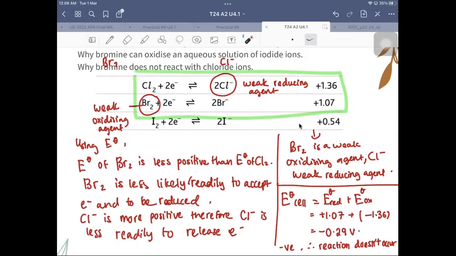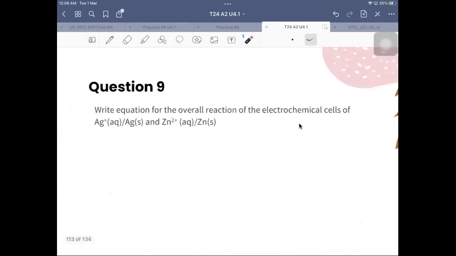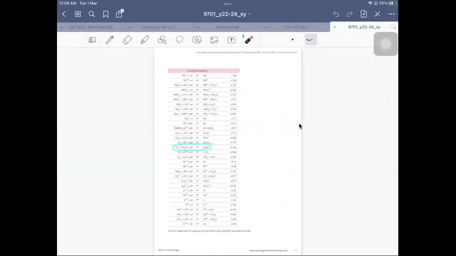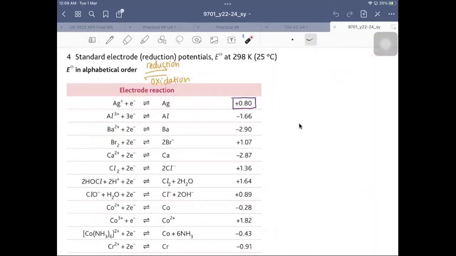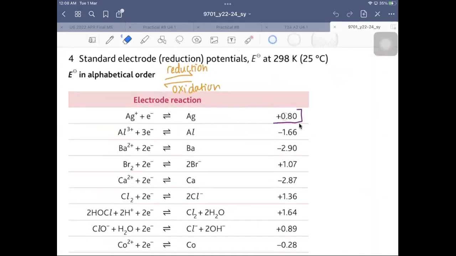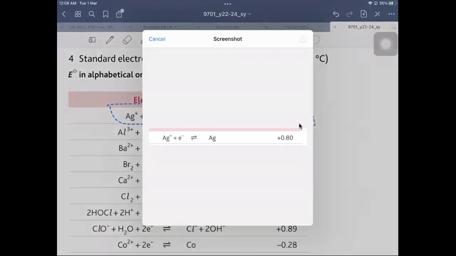To write down the full equation of a reaction or of an electrochemical cell, you need to work out the reduction reaction and the oxidation reaction separately, and then you add them both. Okay, so let's try that. Ag+/Ag, which should be at the top, because of Ag, they are arranged alphabetically. I have said this so many times already.